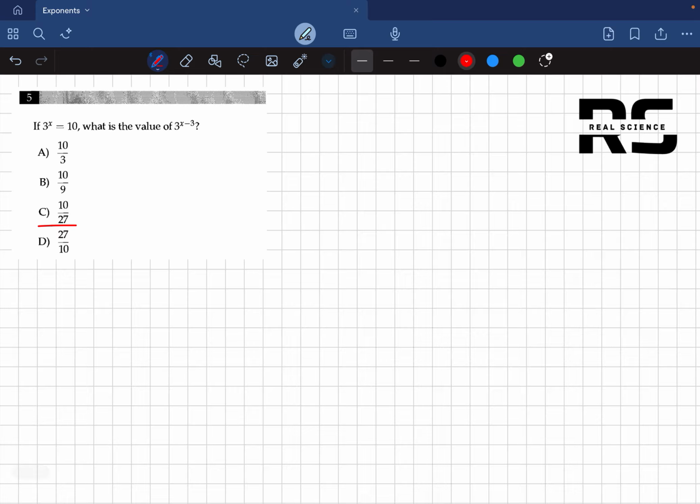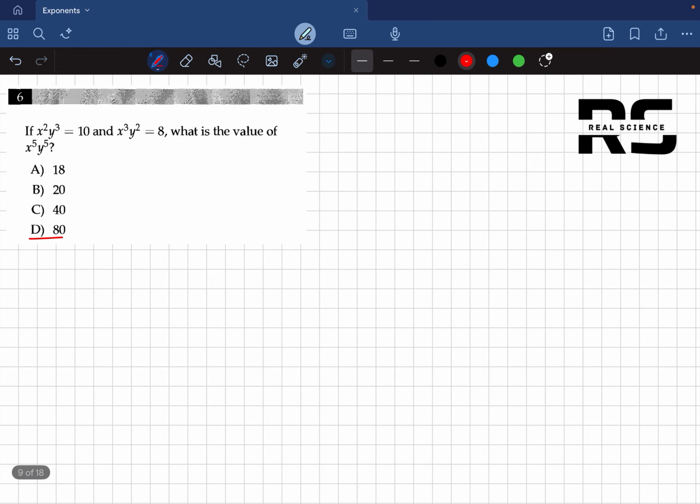Let's look at 5. 3 to the power of x is equal to 10. What is the value of 3 to the power of x minus 3? So, okay. We can rewrite it as 3 to the power of x divided by 3 cubed. And we know that 3 to the power of x is just 10, so it's 10 divided by 27. So that is our answer.